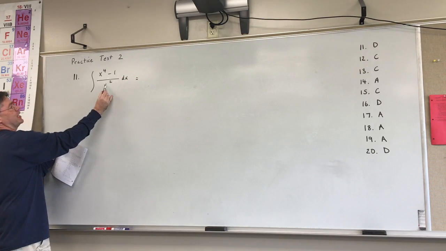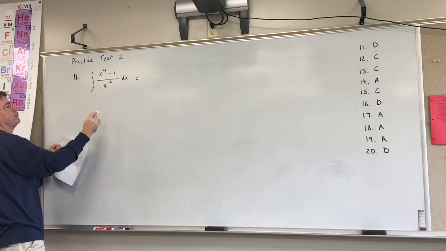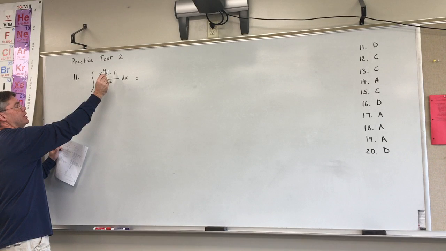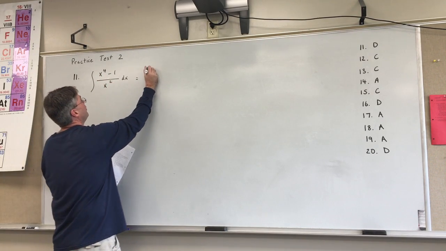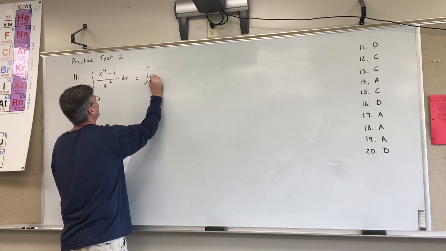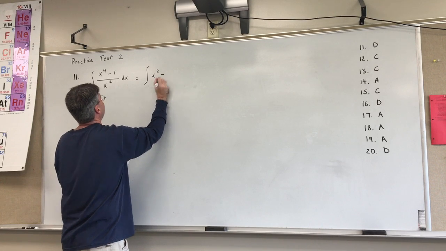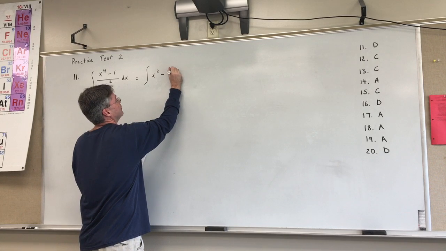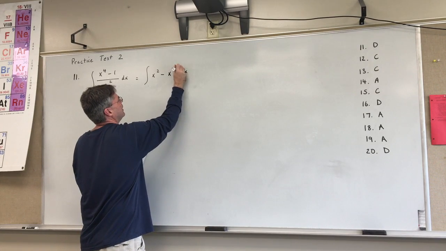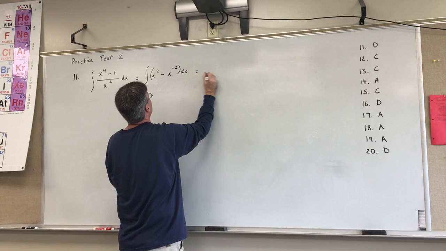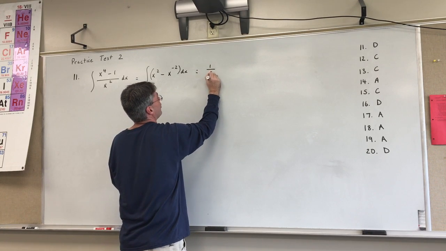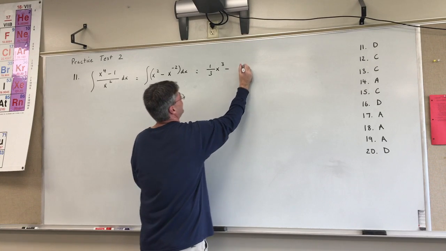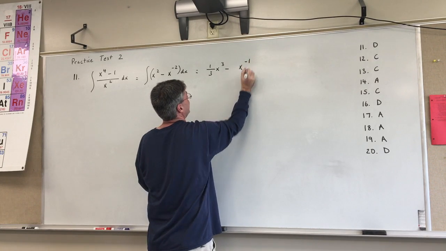So we want to divide x squared into each one of those. Divide x squared into x to the fourth, divide x squared into negative 1. So we'll rewrite this as x squared minus 1 over x squared, which is x to the minus 2, dx. So integrating that, we have 1/3 x cubed minus, and then you're going to have x to the minus 1.